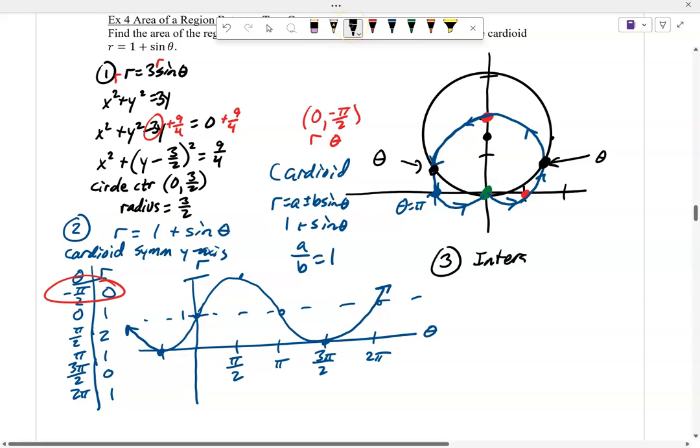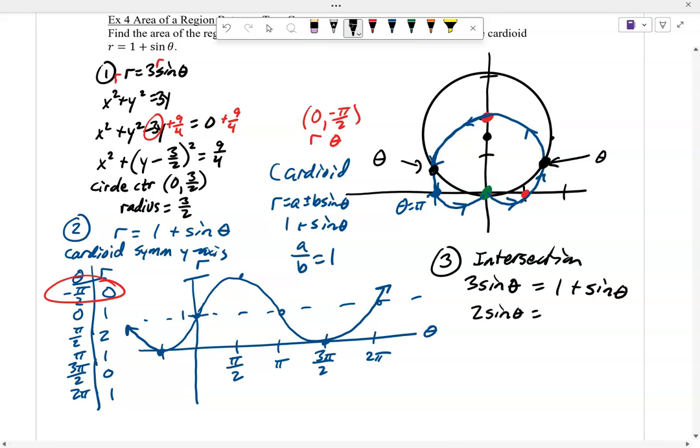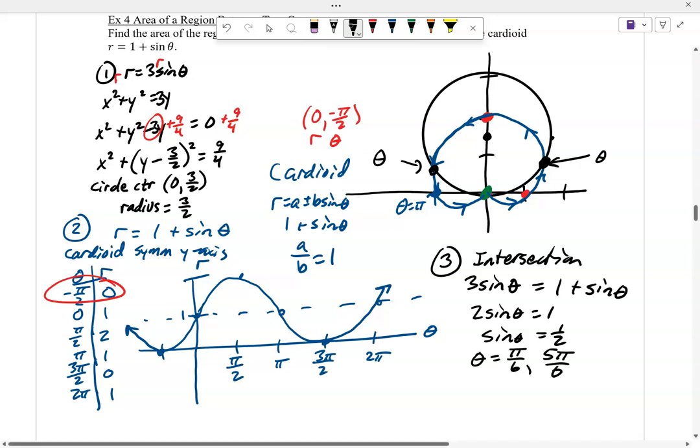So where do they hit? Where does this r equal that r? So I subtract sine of theta on both sides, so I get 2 sine of theta. Where's the sine of theta equal a half? And I say that's at pi 6 and 5 pi 6. So this is pi 6 right there. This is 5 pi 6. Okay.